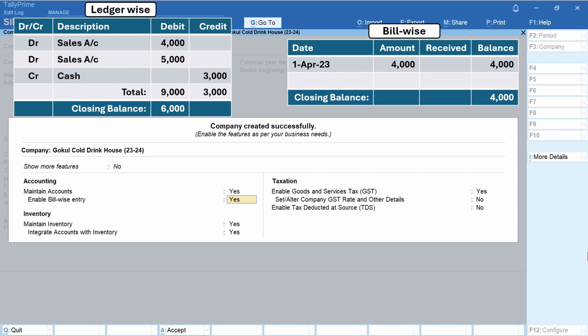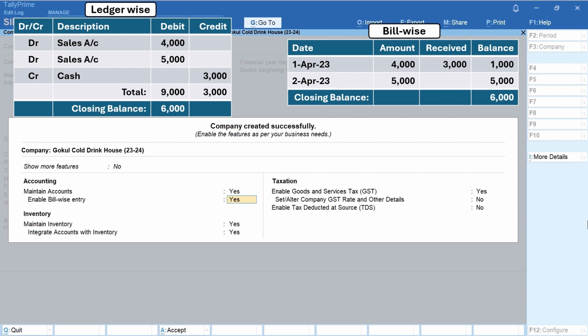So we have to receive 4,000. On 2nd April, we sold goods worth 5,000. So the outstanding against the bill is 5,000. The total outstanding is 9,000. Now we receive 3,000 from our customer. In the received column, we will write 3,000.